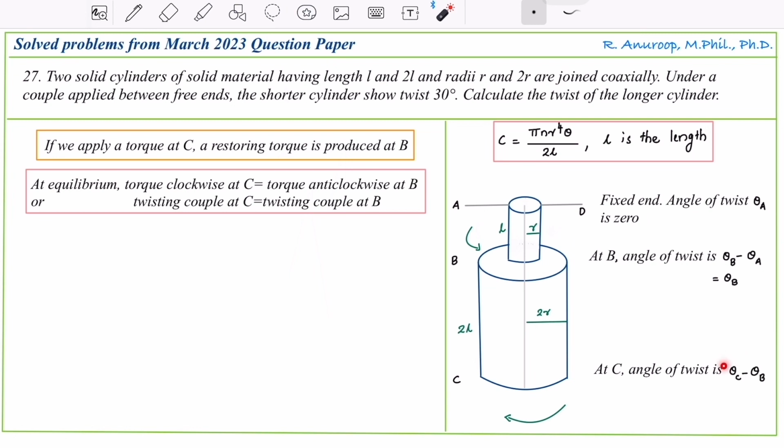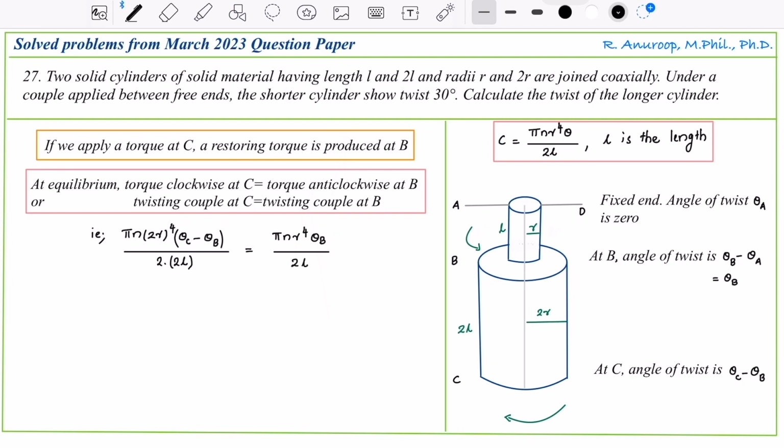Now let us find out the twisting couple at C. At C means we have a cylinder of length 2L, radius 2R with angle of twist theta C minus theta B. Therefore, the twisting couple is pi n (2R) raised to 4 (theta C minus theta B) divided by 2 times 2L. Now let us find out the twisting couple at B. At B we have a cylinder of length L and radius R with angle of twist theta B. Therefore, the twisting couple at B is pi n r raised to 4 theta B divided by 2L.